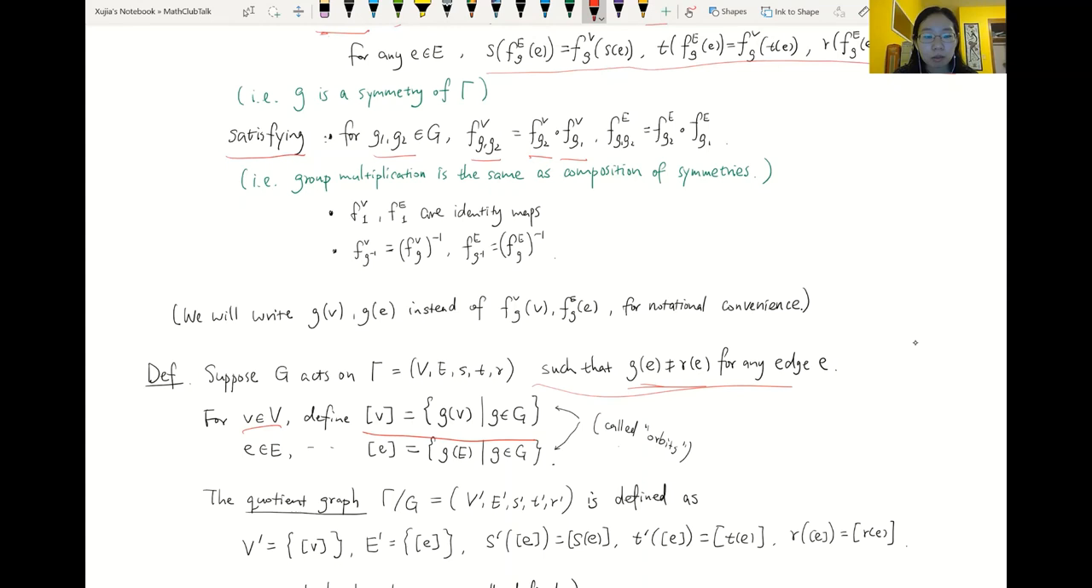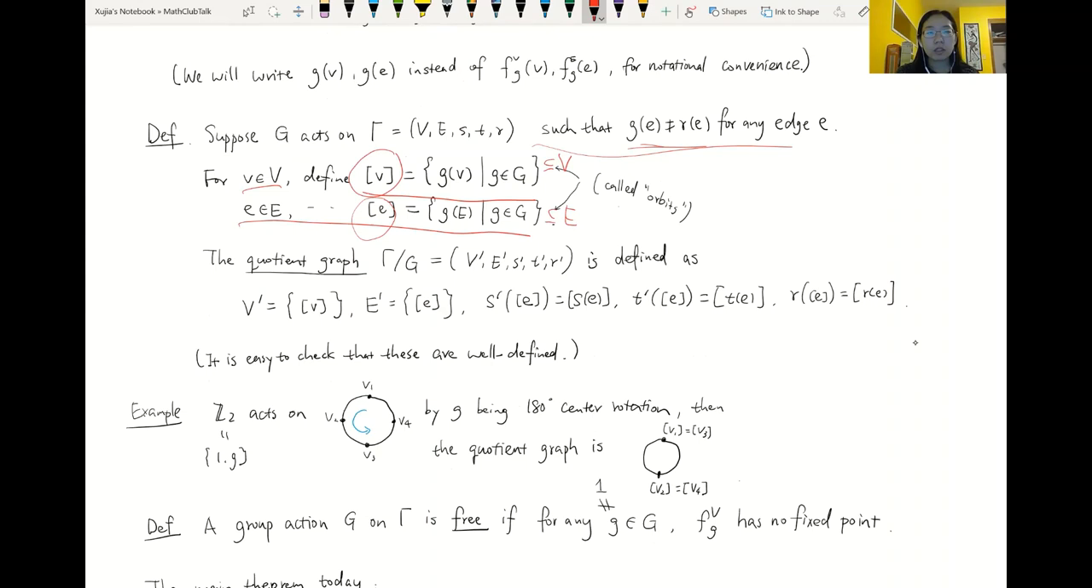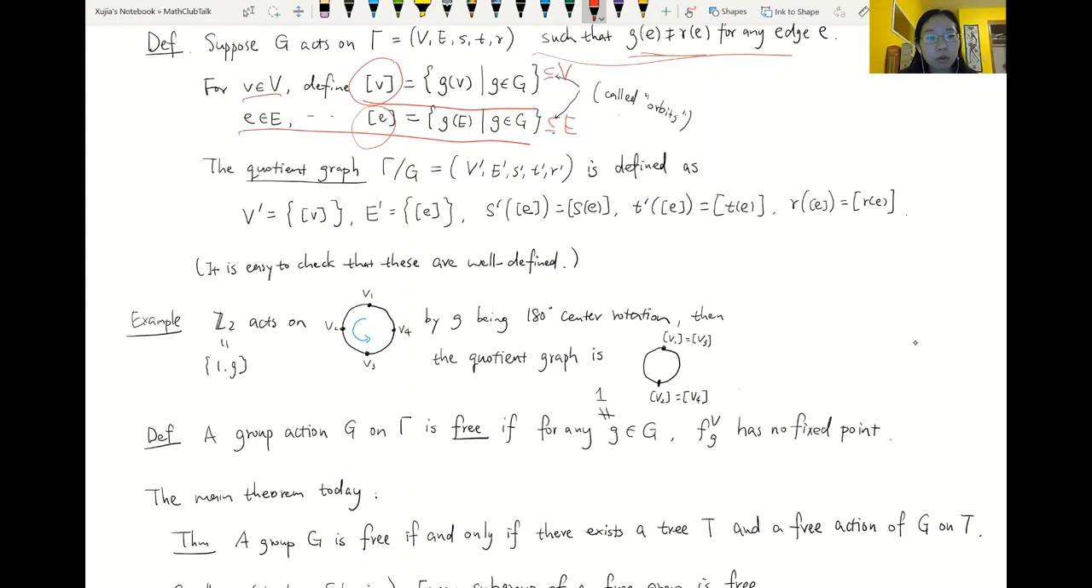Okay, and the same thing for edges. So this is called the orbit of V, and this is called the orbit of E. Those are subsets of the vertex set and the edge set, respectively. Then we can define the quotient graph as follows. The vertex set of the quotient graph is just the set of vertex orbits, and the set of edges is just the set of edge orbits. The source, target, and reversal are defined in the obvious way. The source of this orbit is the orbit of the source. So on, you can check that these are well defined, because each of these G needs to preserve source and target. So very easy to check that those are well defined.